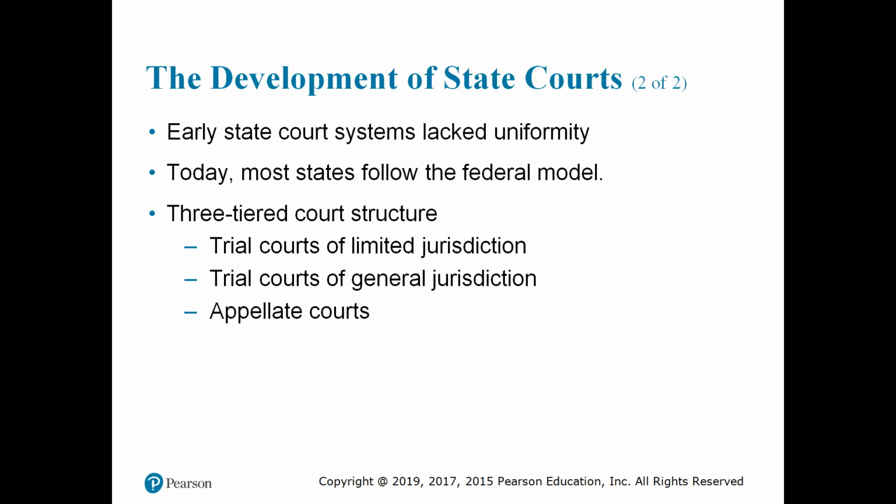Going back to the early state court systems, they were not very uniform. Now the state courts follow the federal model, which we'll talk about in a little bit. The three-tiered court structure involves trial courts of limited jurisdiction, trial courts of general jurisdiction, and then the appellate courts. We'll talk about these, so make sure you read the chapter again. If you have any questions, put them on the discussion board or let me know, and we'll get you through this. All of you soon-to-be attorneys out there will pay special attention to this in the next chapter.